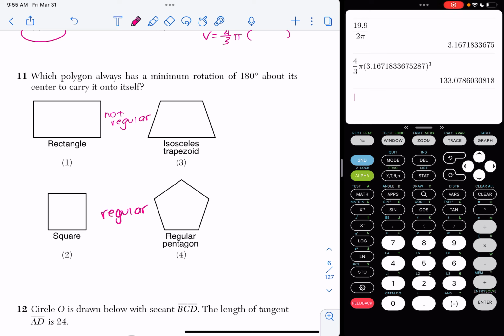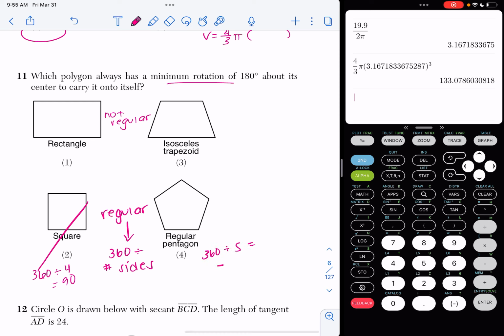So when I'm finding the minimum rotation for a regular polygon, the formula is 360 divided by the number of sides. So if I do that for choice 2, 360 divided by 4 is 90. That's not our answer. We're looking for 180. In choice 4, if I do 360 divided by 5, I get 72. Not my answer because I also need 180. All right, so now let's take a look at choices 1 and 3.